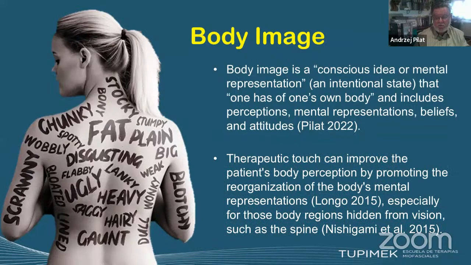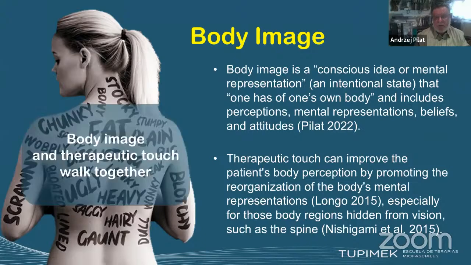This is a citation from the new book. The therapeutic touch can improve the patient's body perception by promoting the reorganization of the body's mental representation, especially for those body regions hidden from vision, such as the spine. So body image and therapeutic touch, these are the tools I use during the treatment.